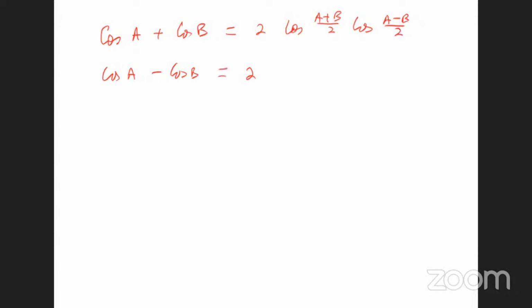Take the rules for cos A plus cos B one time, right? And take the rules for cos A minus cos B. Notice cos A minus cos B has a negative sign in front, right?